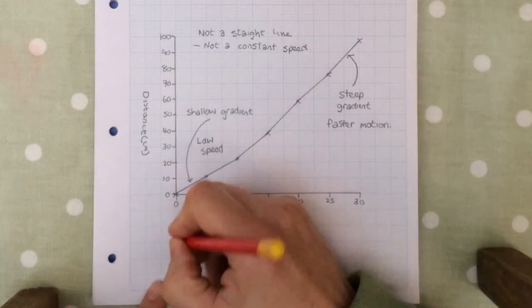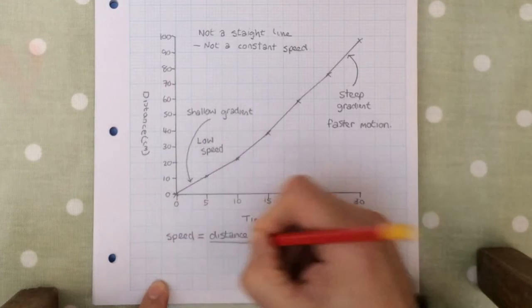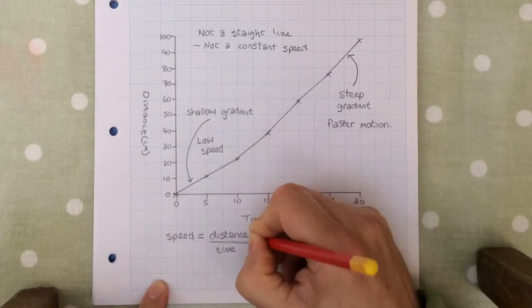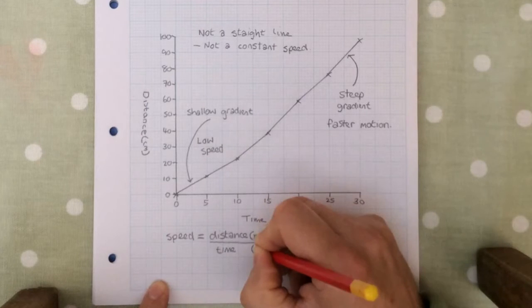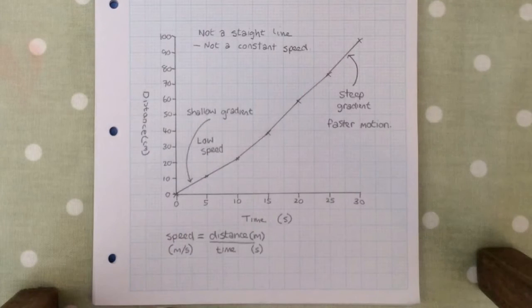But we can actually go one step further and work out the speed, because the speed of an object is equal to the distance it travels divided by the time it takes to cover that distance. We measure the distance in metres, the time in seconds, and because we've done metres divided by seconds, we measure the speed in metres per second.